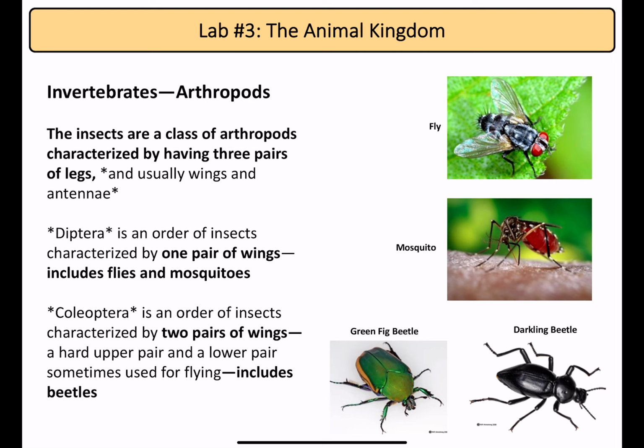So the first, the technical term is Diptera. These are called true flies. They have 1 pair of wings, and as the name implies, it includes the flies and mosquitoes. Second group called Coleoptera. Similar, but they have 2 pairs of wings, 1 harder pair on top and a more delicate lower pair, sometimes used for flying, on the bottom. These are also known as the beetles.